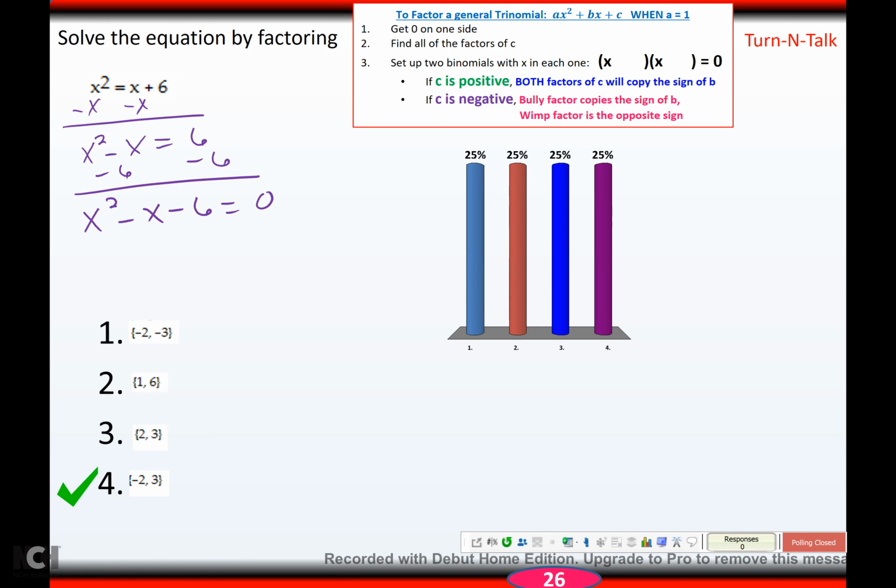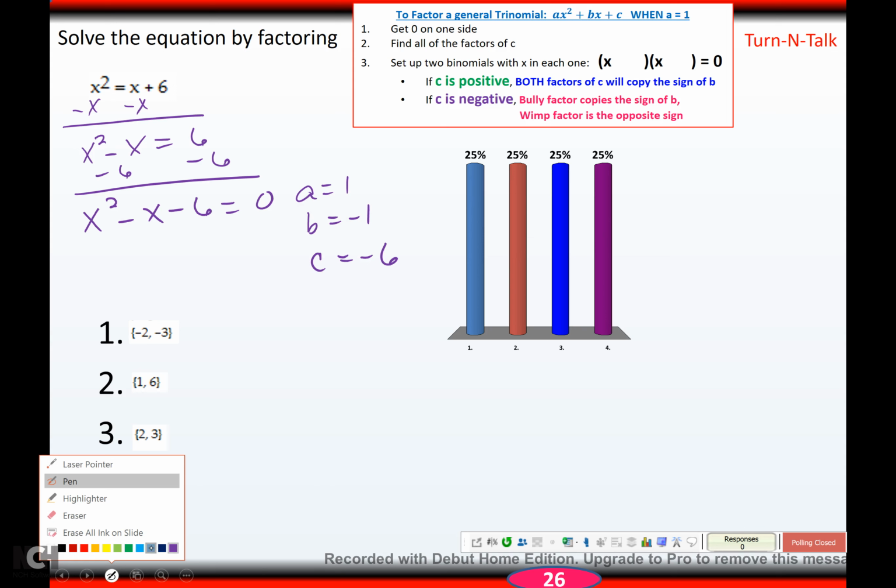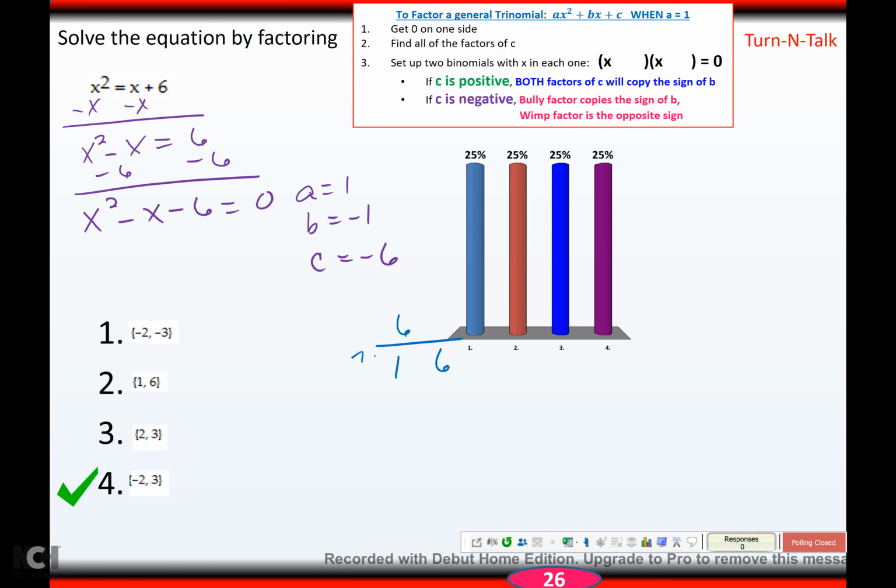Okay, so I'm going to find out my a is 1, b is -1, c is -6. So I need all the factors of c. Factors of 6: 1 times 6, if I add, I get 7. Subtract, I get 5. And I'm trying to make 1, so that didn't work. 2 times 3, if I add, is 5. If I subtract, is 1. There's my pair. So, x and x, 2 and 3.